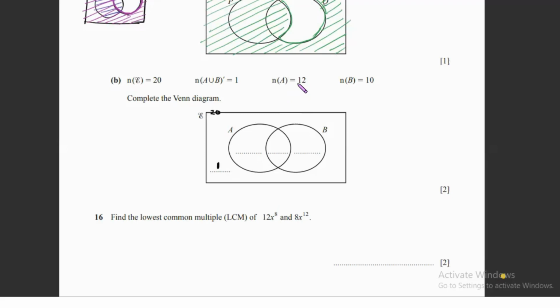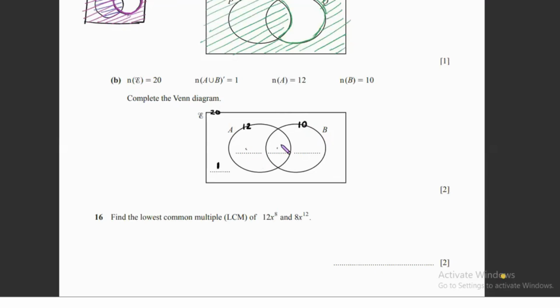And the number of elements that belong to A is 12. So A has 2 regions, which makes a total of 12. So I'm going to put that 12 here because I cannot put it here or I cannot put it here. The same way, the number of elements that belong to B is 10. So that means it includes both these regions. So I'm going to put that 10 on the edge of the circle like this.